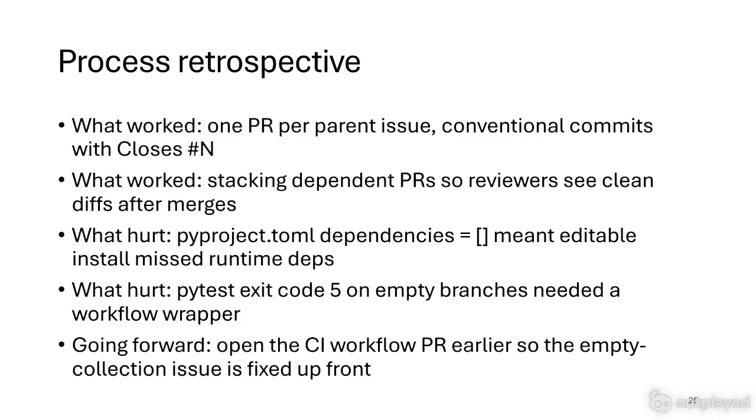So looking back over the entire process, what worked was our workflow of 1 PR per parent issue and then conventional commits with closes and the number tracking. This made it very easy to track our current progress, and also stacking dependent PRs so that reviewers can see clean diffs after merging. What actually did hurt was the pyproject toml dependencies. Having a blank and editable install missed runtime development, and this is one of the features we wanted to improve on if we were to continue working on the next sprint.